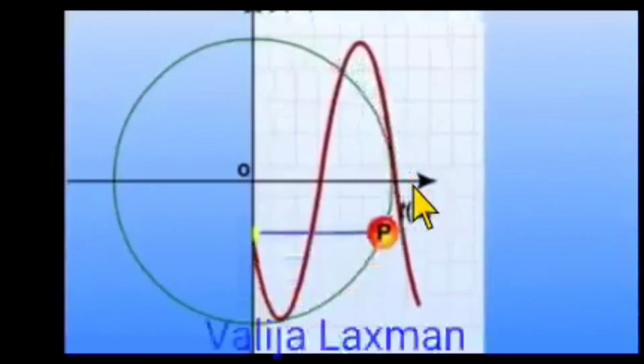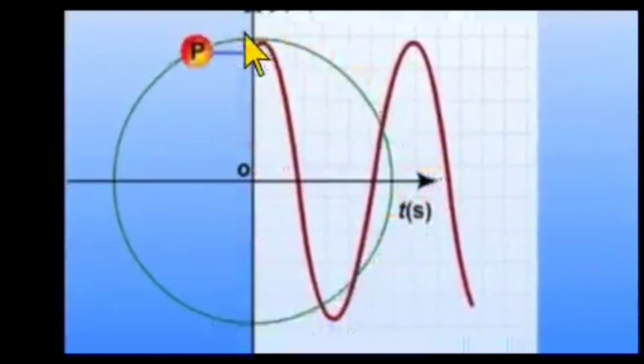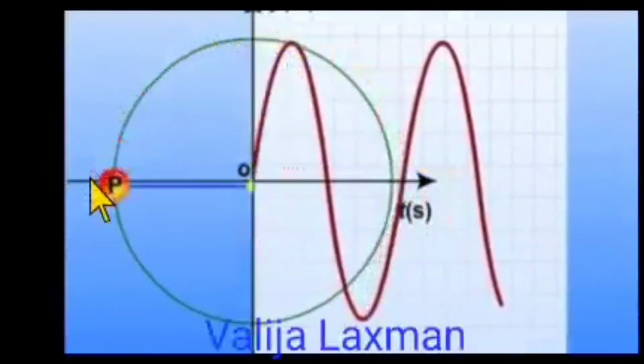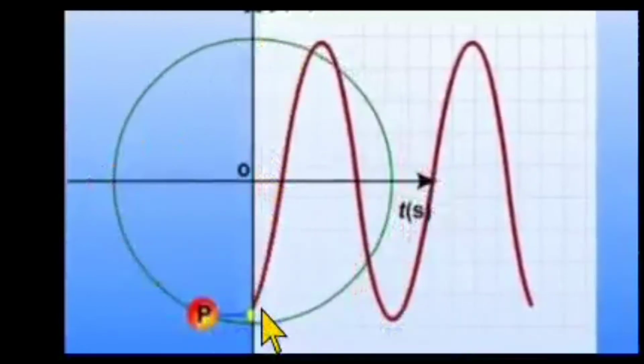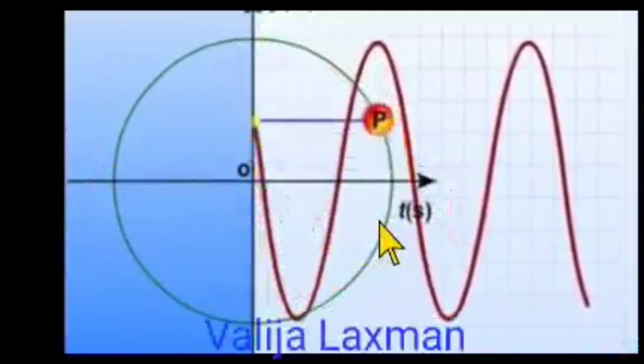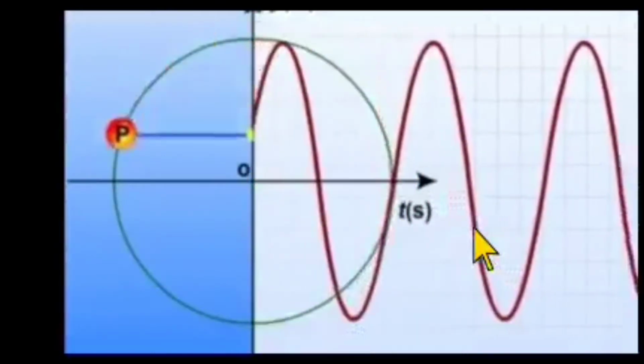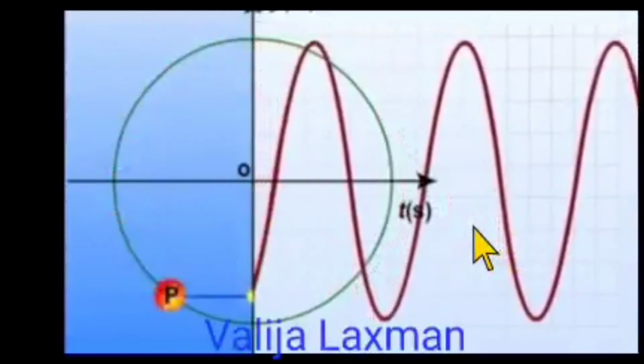When the particle is moving from this point to this point, the foot of perpendicular is moving from this point to this point. When it is moving from here to here, it is moving from here to here again. When it is moving up to here, it is completing one oscillation. And if you plot the movement of the foot of perpendicular on a graph paper, you will get a sinusoidal wave.